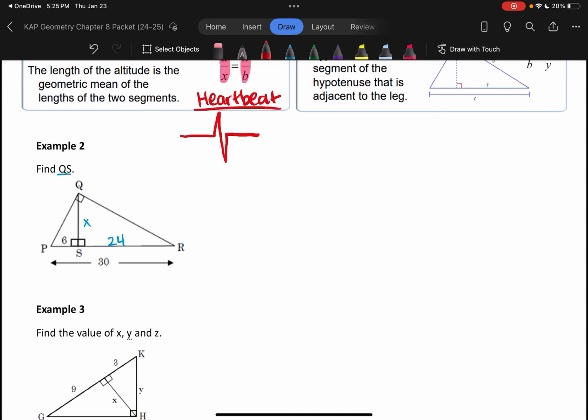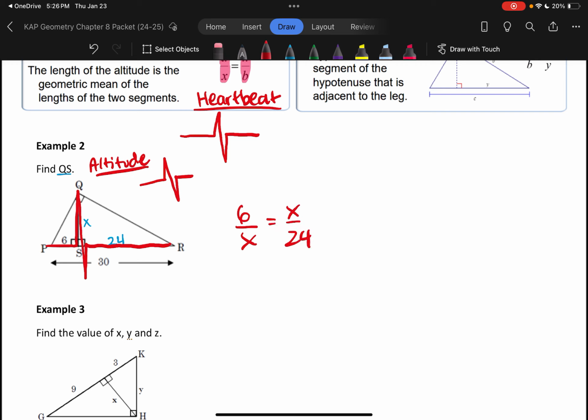And now we see that this problem is asking us to find x, which is the altitude. The altitude theorem that we just discussed essentially tells us that we are going to build our equation by following what a heartbeat looks like. So if I want to build my equation here, let's start here. This would be 6 over x, is equal to, when I go down for the heartbeat, x over 24. And there's your setup.